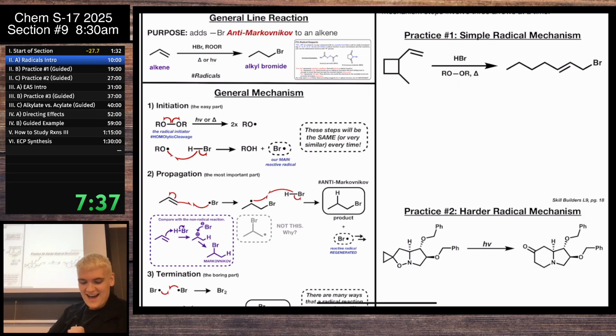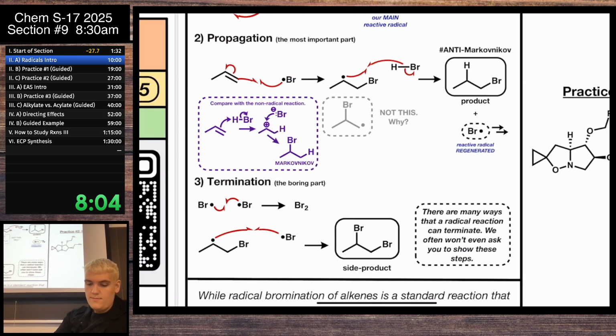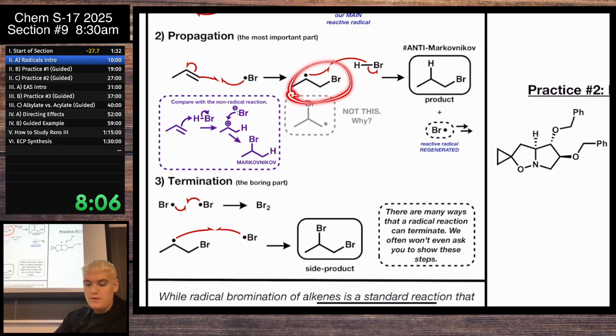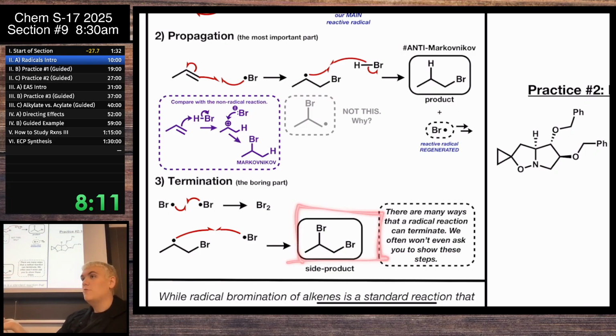Yay! Last thing is termination. This is kind of boring, where the dotty boys become no more. And we often will say don't write in termination steps because we don't care. But basically, any things that have radicals in the entire reaction beaker could combine and then just suddenly stop. So a Br dot could encounter another Br dot, in which case it forms Br2, stops. We could have this intermediate, once we've added the Br on the molecule, interact with another Br dot, in which case we get this little side product where we have 2 bromines.